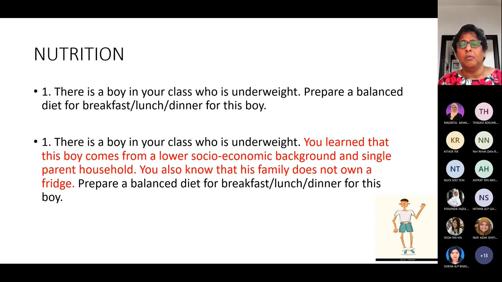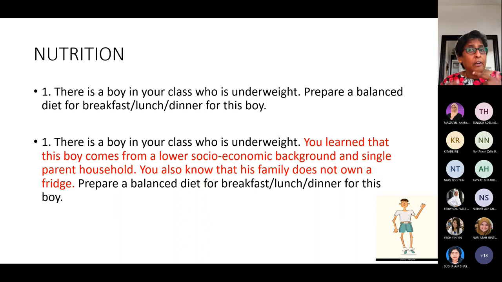There is a boy in your class who is underweight. You learned that this boy comes from a lower socioeconomic background and single parent household. You also know that his family does not own a fridge. Prepare a balanced diet for breakfast, lunch, dinner for this boy. It is a bit more challenging now, because in the first one, if they put cheese for breakfast, well, it's good. Cheese is a good source of energy. But now you realize that he's from a lower socioeconomic background, so the students might not be able to choose cheese. And secondly, the family does not own a fridge. So they need to think, how can I prepare a balanced diet for this boy?